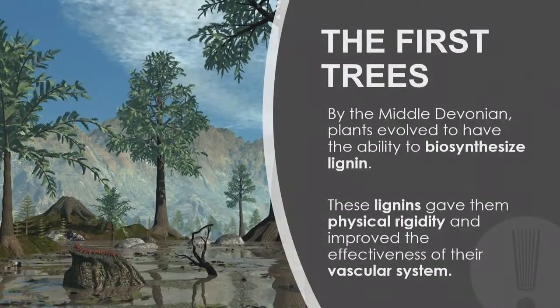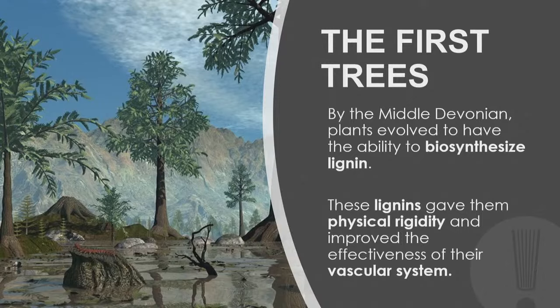Then we start to see the first trees. And this is an example of convergent evolution. Convergent evolution, if you're not familiar, is when different life forms end up evolving the same structure and form over time, even though they may be unrelated. So these trees are not the ancestors of our modern trees. A lot of our modern trees are angiosperms, or flowering plants, and they evolved from a different lineage and later took on those tree forms.